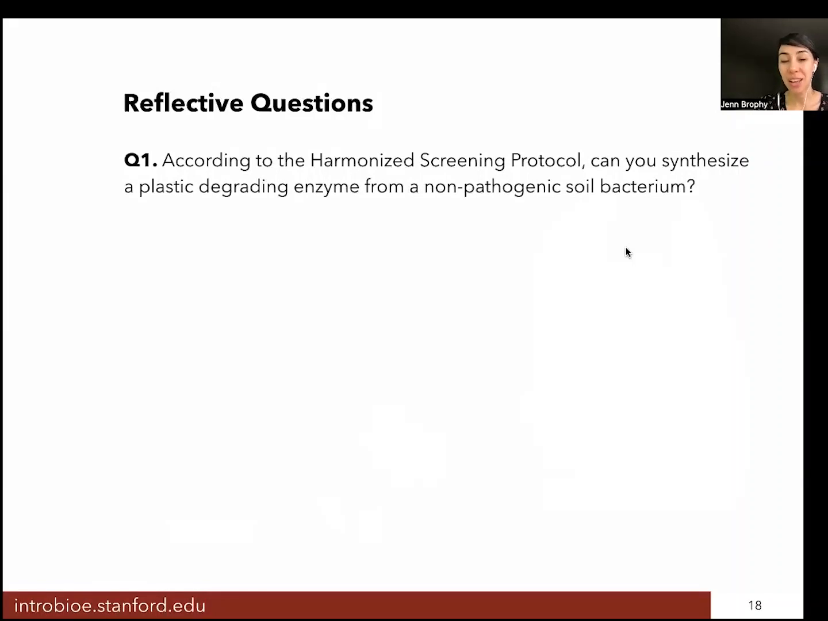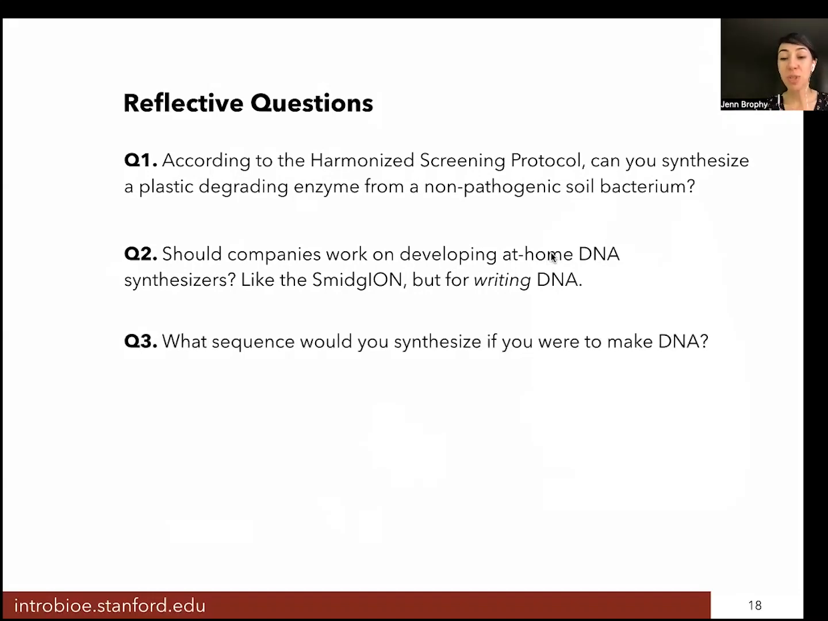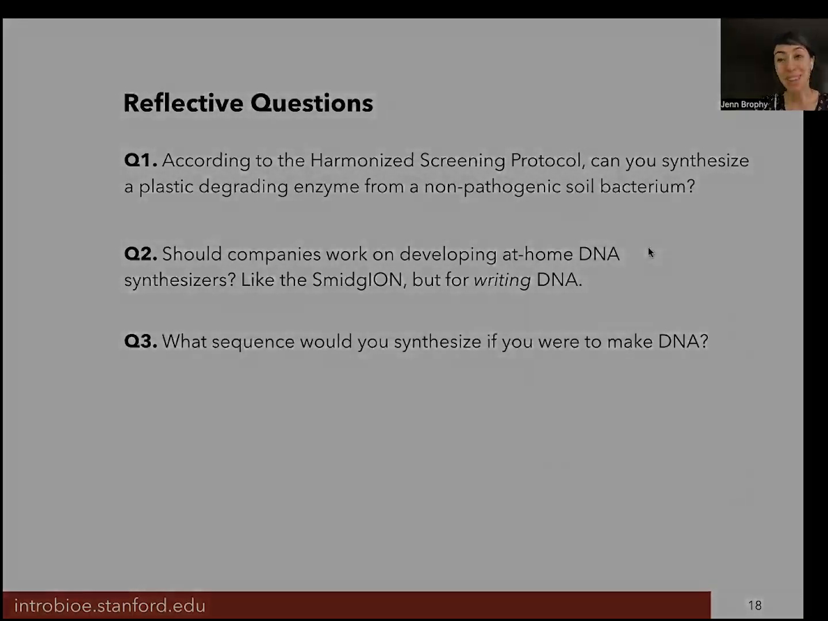I want you to think a little bit more about the harmonized screening protocol and whether or not you think companies should work on developing at-home DNA synthesizers, sort of like the MinION, but for writing DNA. Is that a good idea? Does that open accessibility, or does that make biosecurity risks? Where are the lines in these places, and how do we think about drawing them if they don't already exist? What sequence would you synthesize if you were to make DNA? The potential is here. And so let's start thinking about it together.